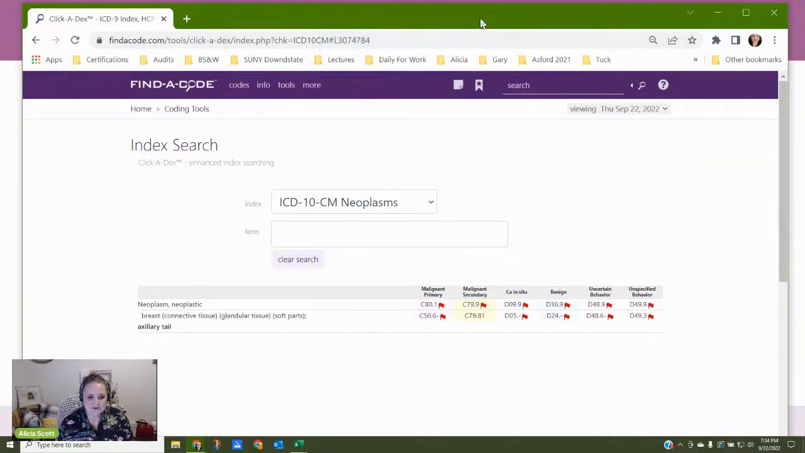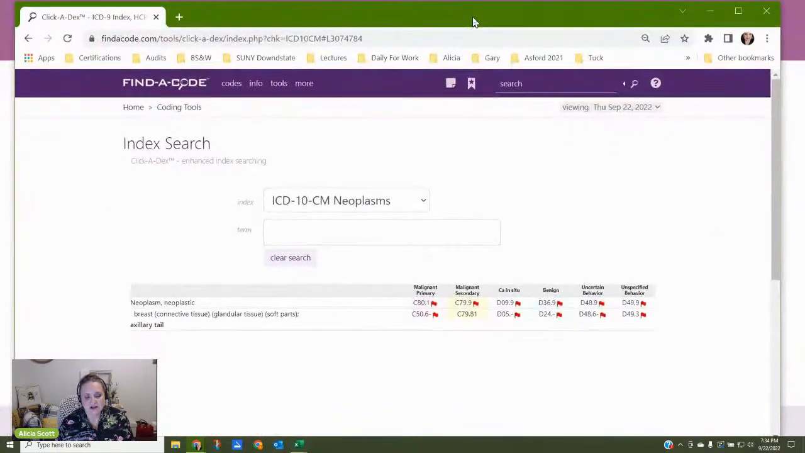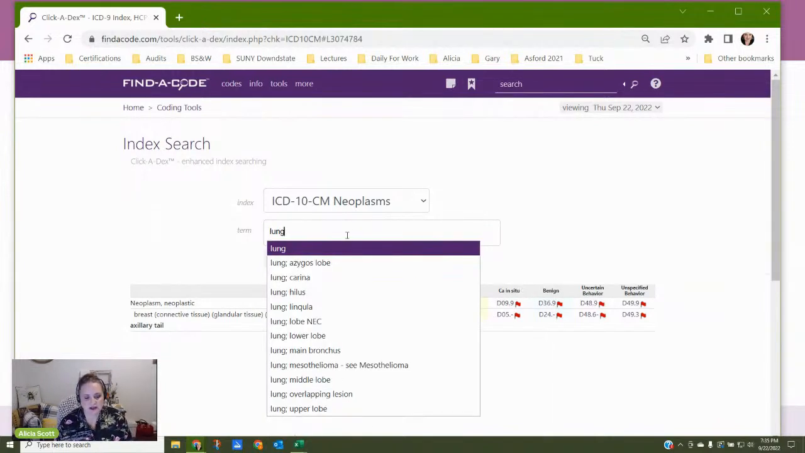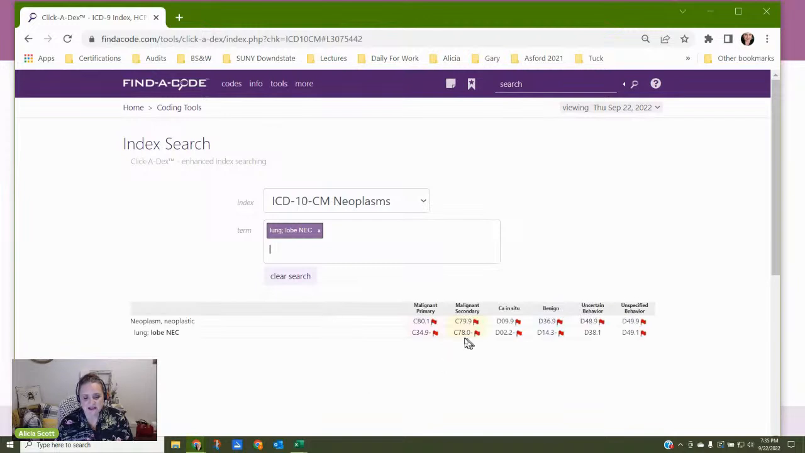All right, let's go look up some more things here. Metastatic lung cancer. Now, again, that would be secondary. So all we have to do is put in lung, pick the area. If it just says lobe, not otherwise or not elsewhere classified, let's pick that. Secondary would be C78.0. I'm not going to jump out to that one. Let's move on.